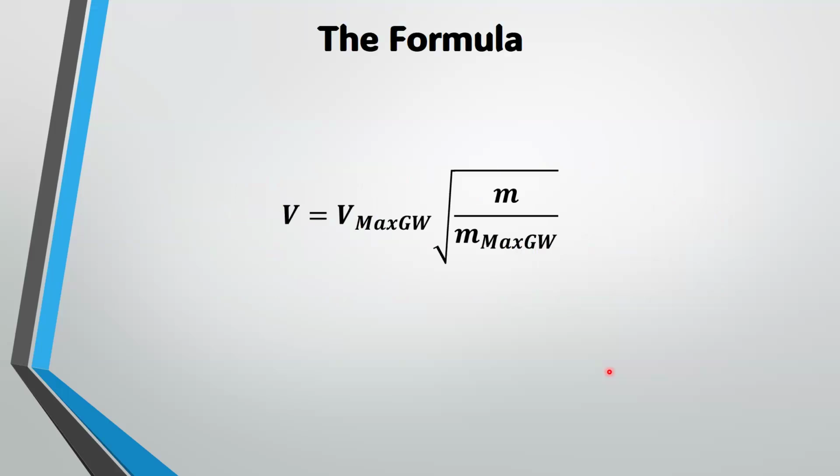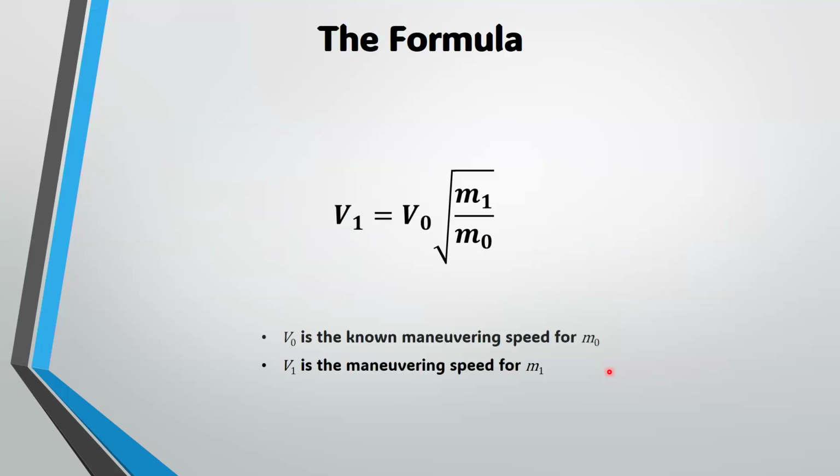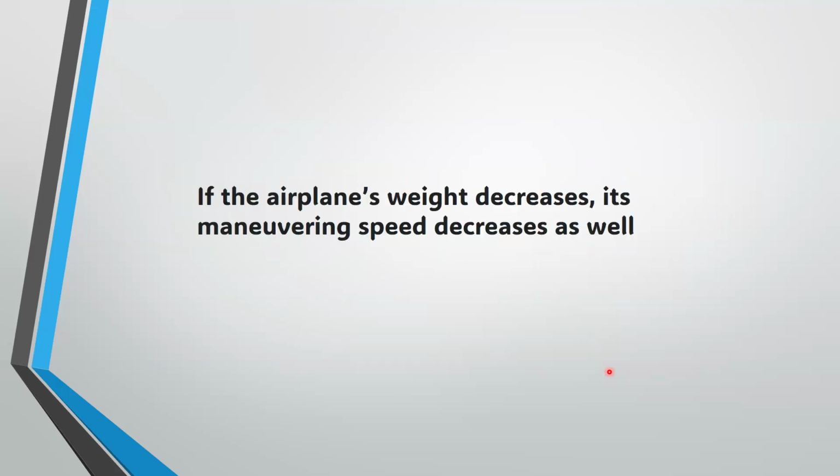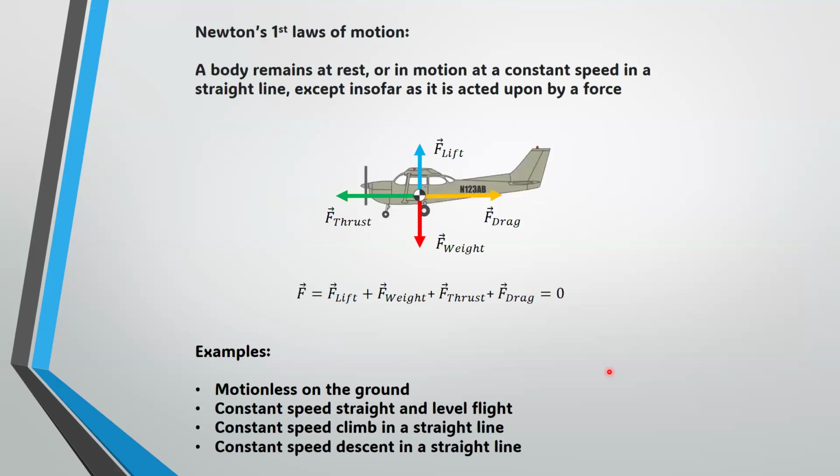The maneuvering speed is always published for the max gross weight, but this formula can help you determine the maneuvering speed for any weight. In general, if you know the maneuvering speed V0 for a specific weight M0, then you can find the maneuvering speed V1 for a specific weight M1. And you can see that if the airplane's weight decreases, its maneuvering speed decreases as well. Let's talk about why it happens.